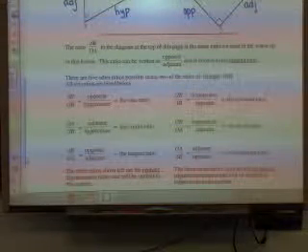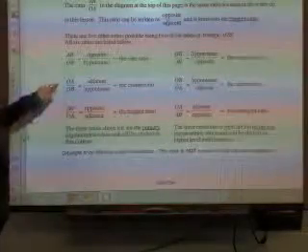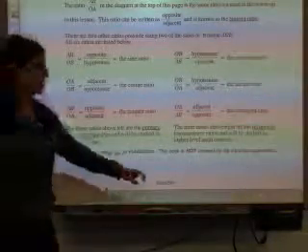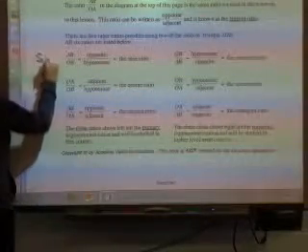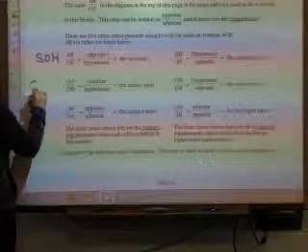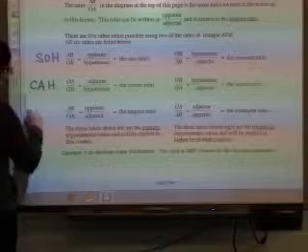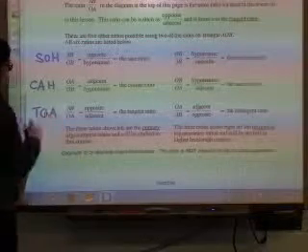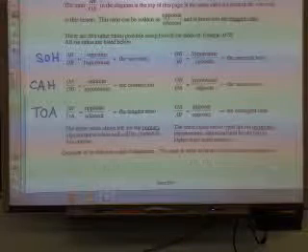We did this last semester. We got these three trig ratios. Sine was the opposite over the hypotenuse. Cosine was the adjacent over the hypotenuse. And tan was the opposite over the adjacent, which gave us our SOHCAHTOA.